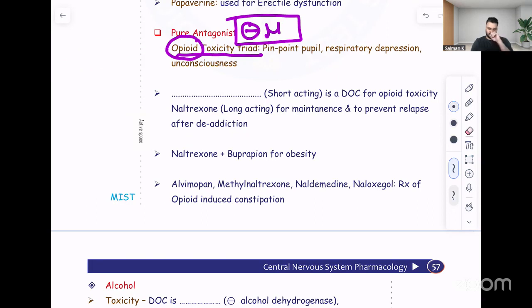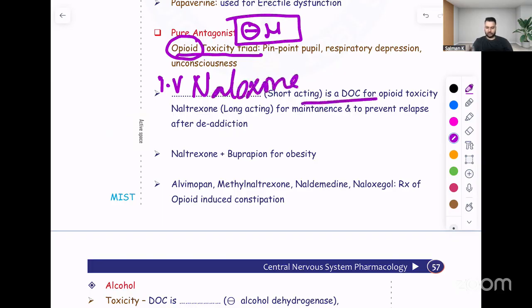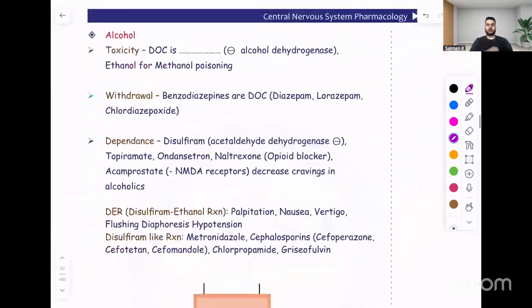Okay. So what are these medicines that we must keep in mind? Let's try to understand. One is IV naloxone, that is the drug of choice. IV naloxone is the drug of choice. Later on, we may give oral naltrexone in this patient. Okay. Now comes alcohol.